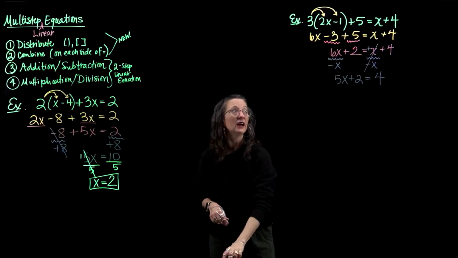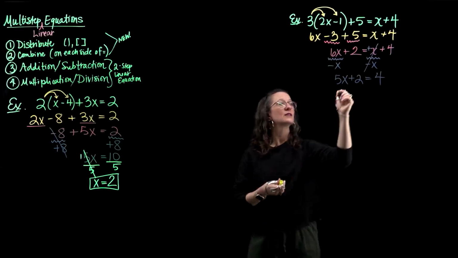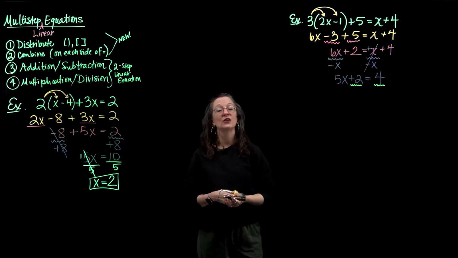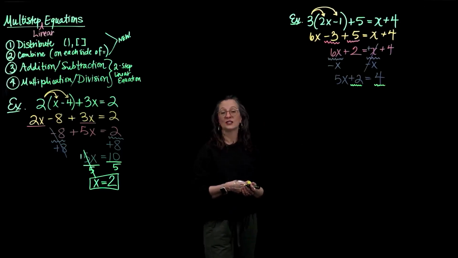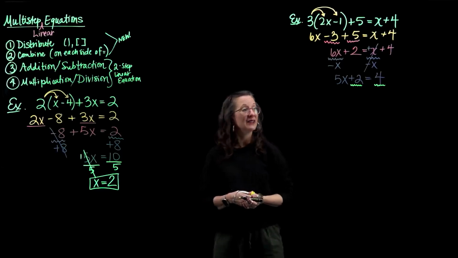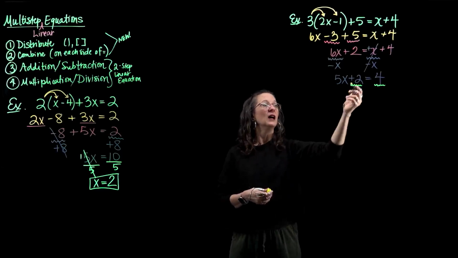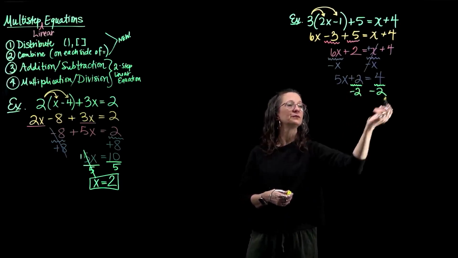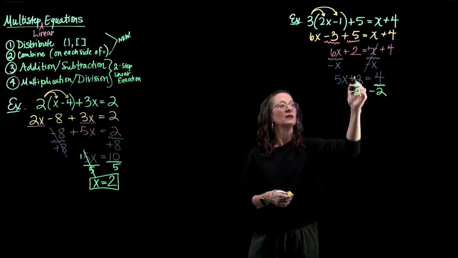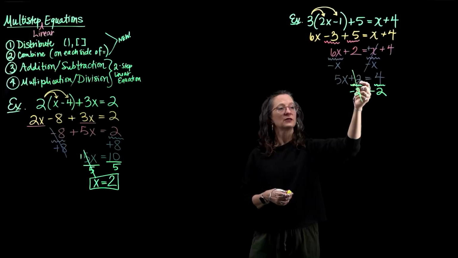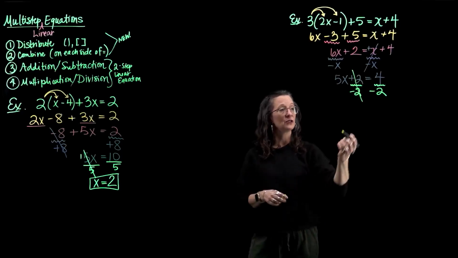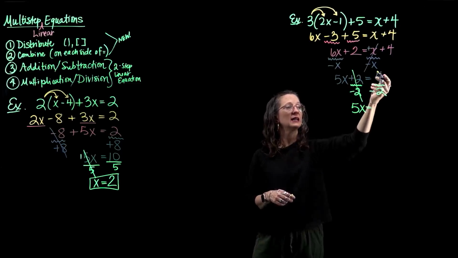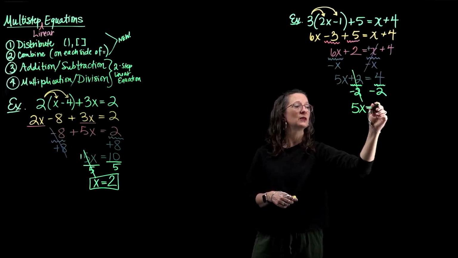All right, I have another set of like terms, and that is the 2 and the 4, and I'll use addition and subtraction to get those two combined on the same side. I want to undo plus 2 by subtracting 2. Plus 2 and minus 2 undo one another, so I'm just left with a 5x on the left-hand side is equal to 4 minus 2 is equal to 2.